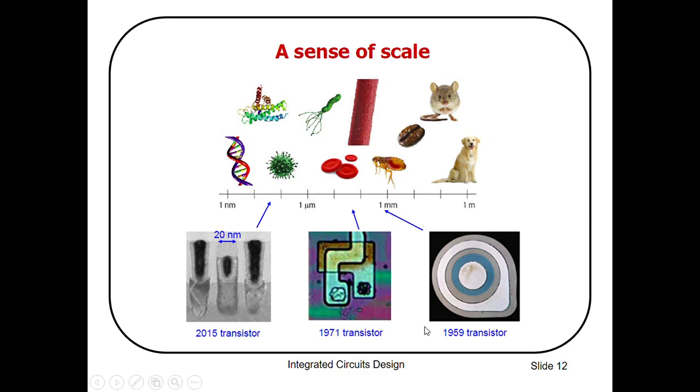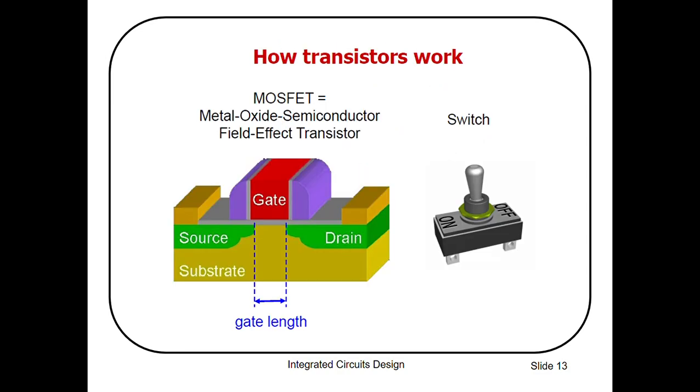In 1959, we had transistors in millimeters, but now in 2015, we have transistors in nanometer lengths. And in 2020, we are already developing chips on a 5 nanometer process technology. So we are continually scaling down our transistors to integrate more and more transistors on a small silicon area.